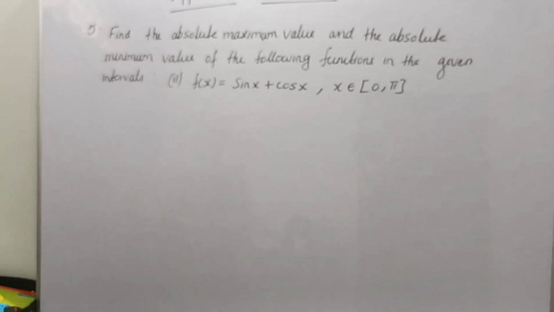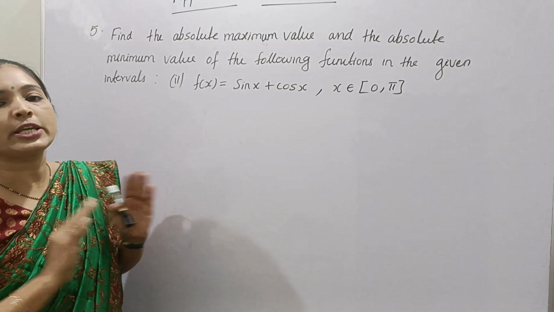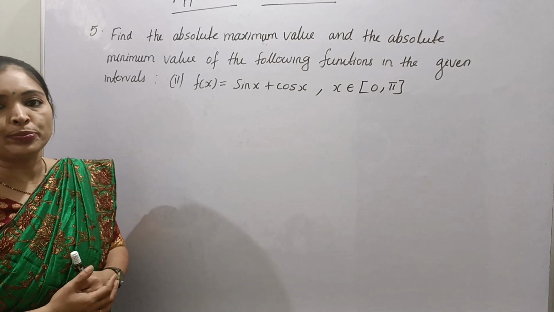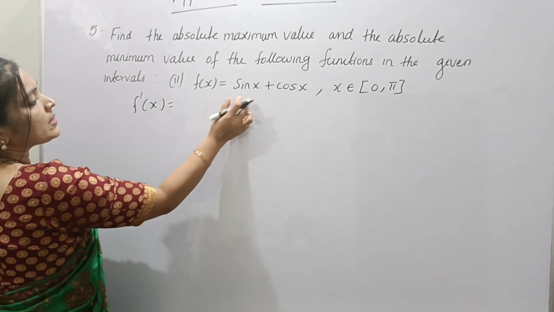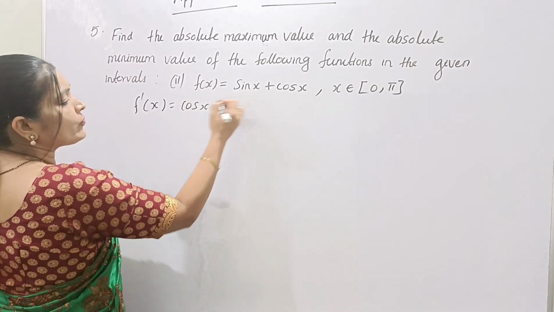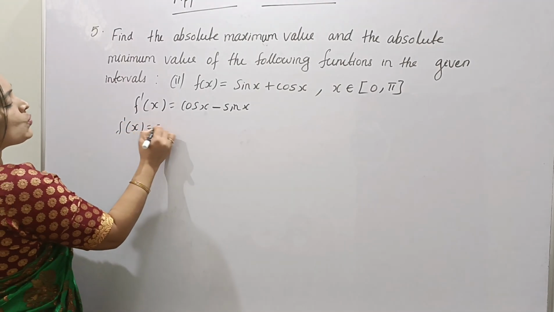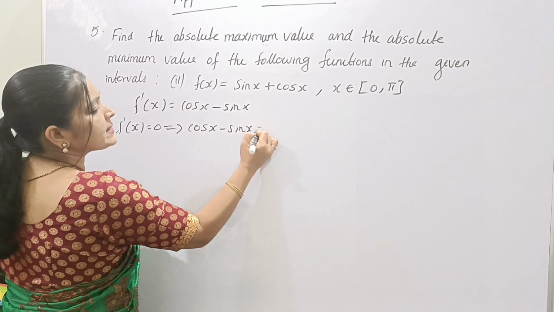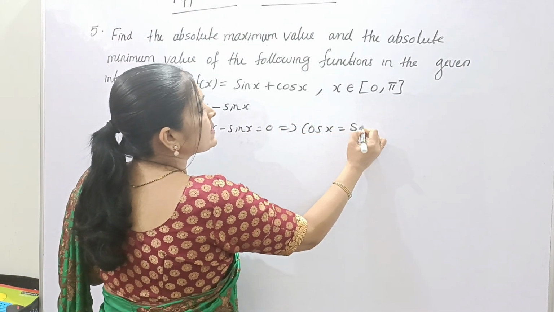The next function, f of x is equal to sin x plus cos x, x belongs to the closed interval 0 to pi. Here also we have to find the absolute maximum and absolute minimum value. Okay, f dash of x is equal to cos x minus sin x, since the derivative of sin x is cos x and the derivative of cos x is minus sin x. So next, f dash of x is equal to 0, that implies cos x minus sin x is equal to 0, that implies cos x is equal to sin x.